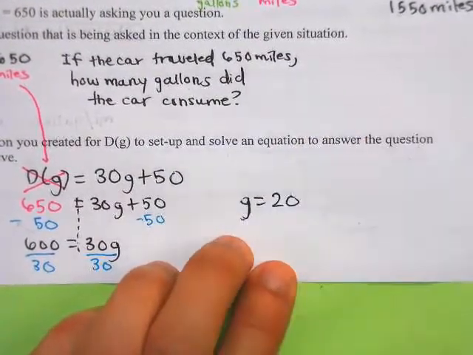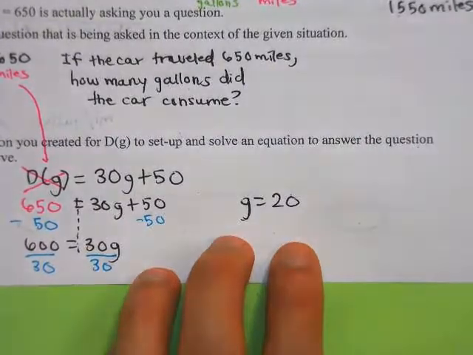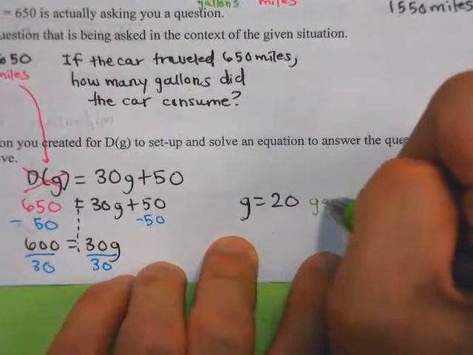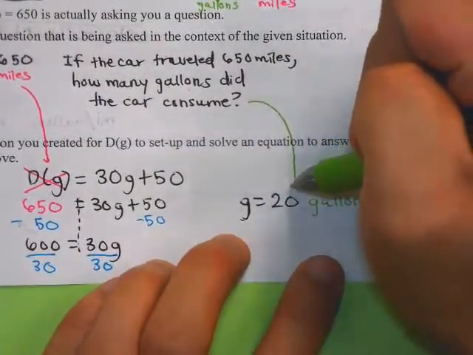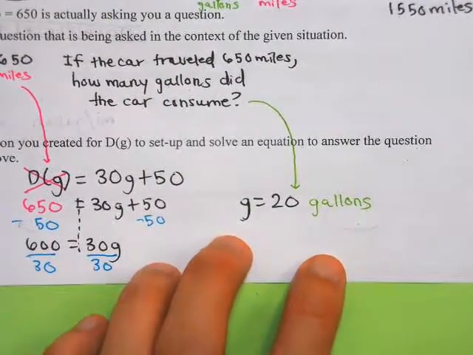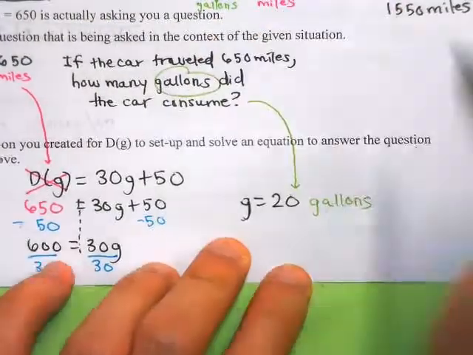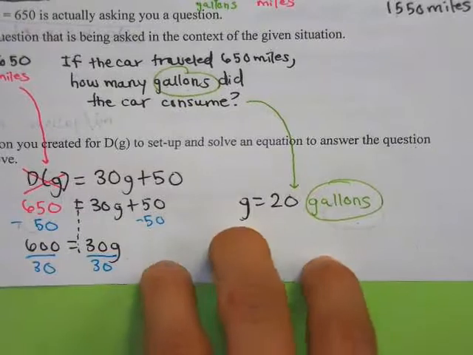Okay, let's give it a unit. G equals 20 miles or 20 gallons? 20 gallons. Now we've answered the question. How many gallons did the car consume? 20 gallons.